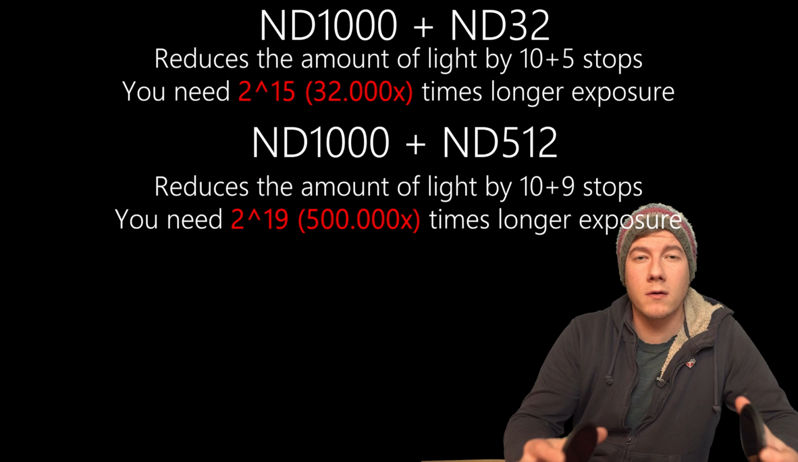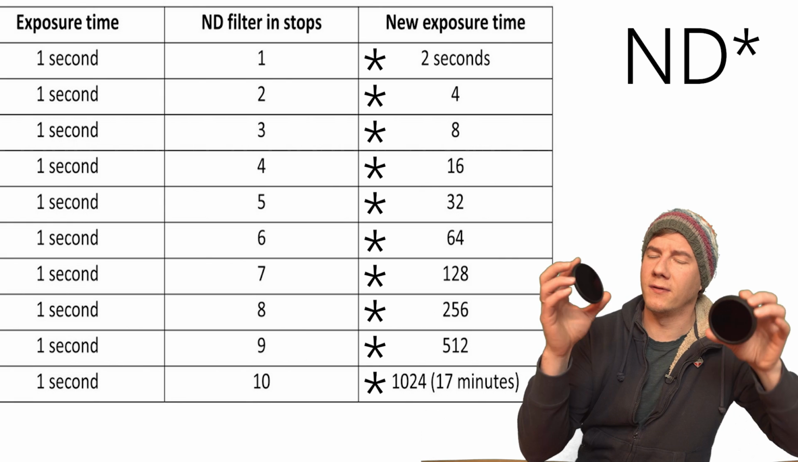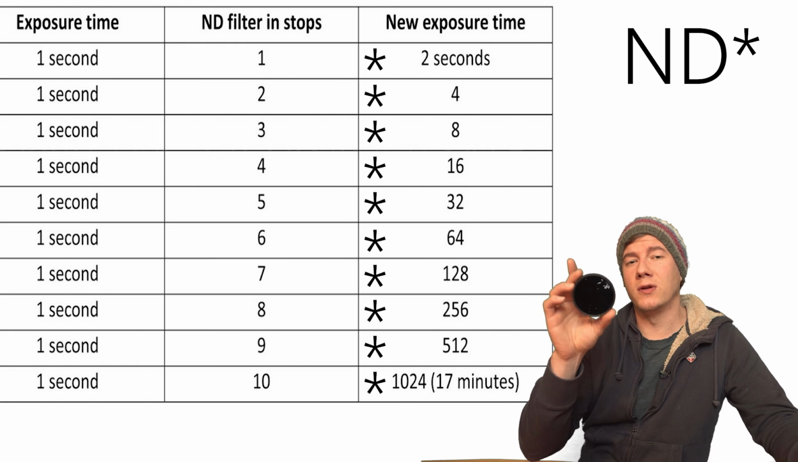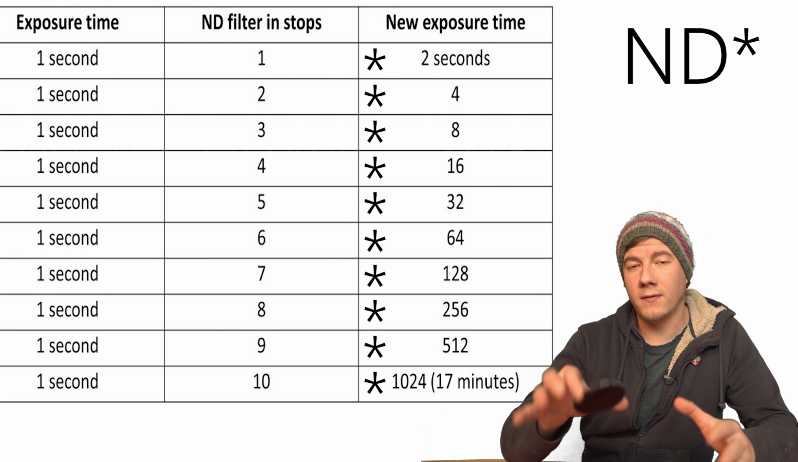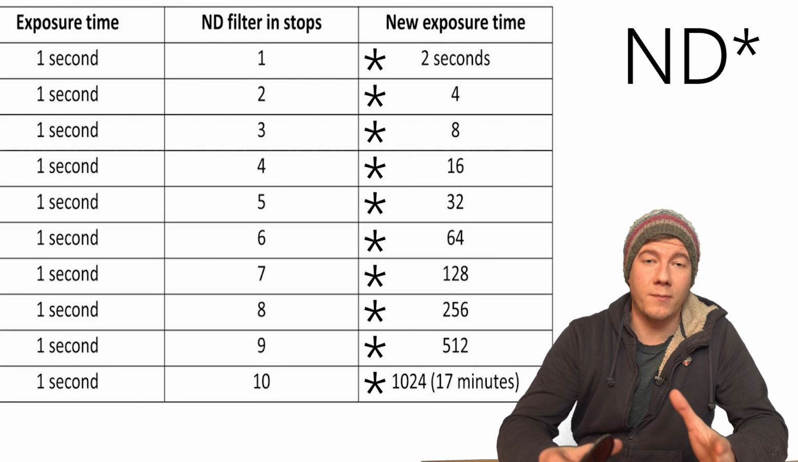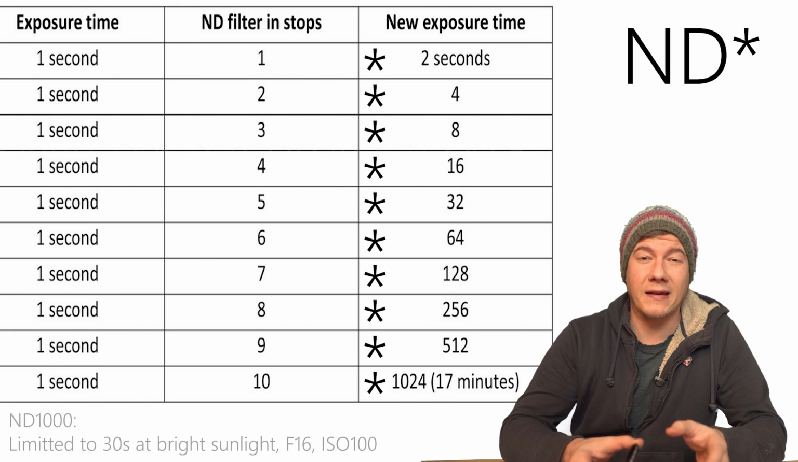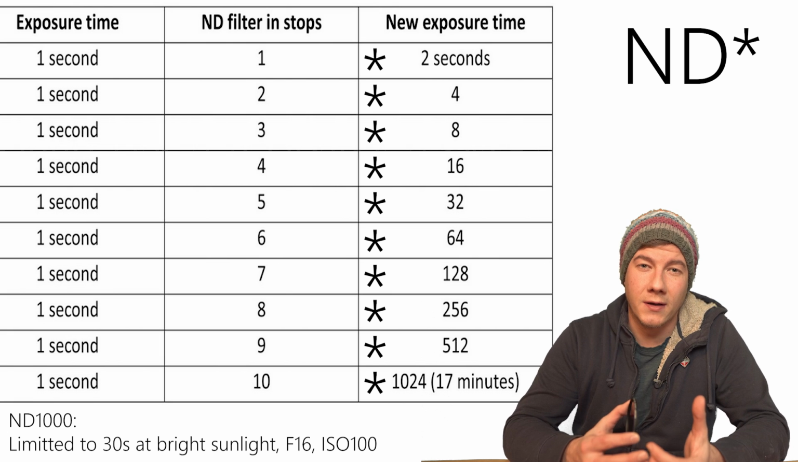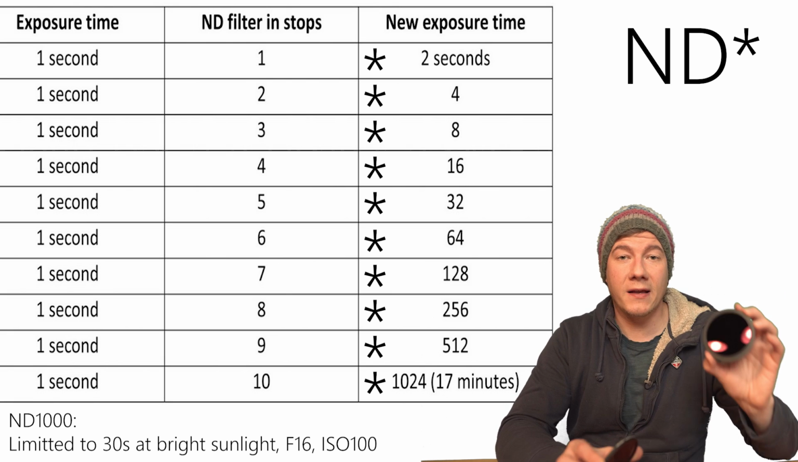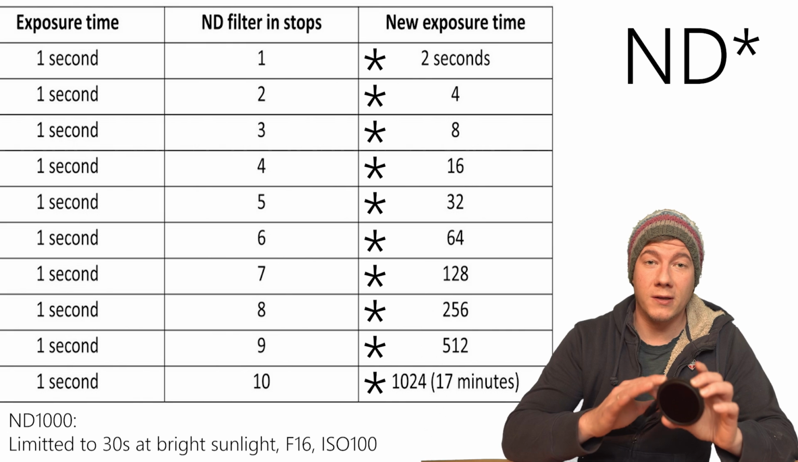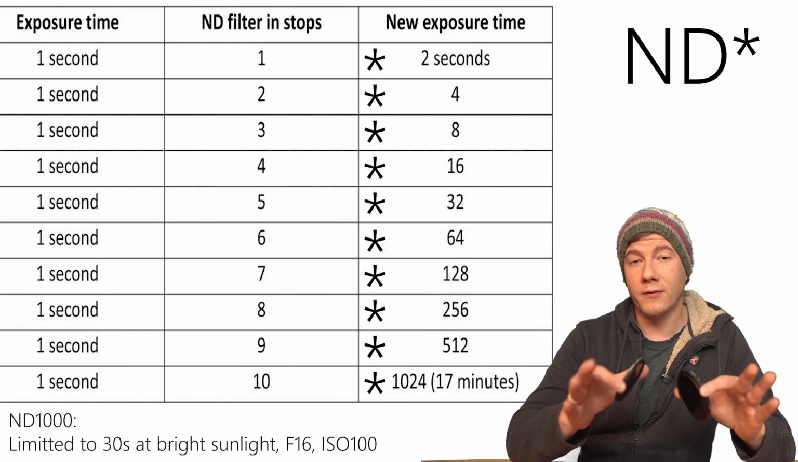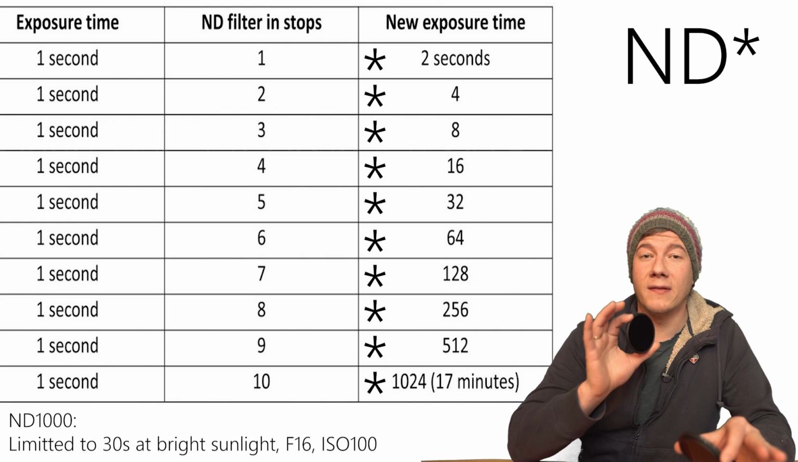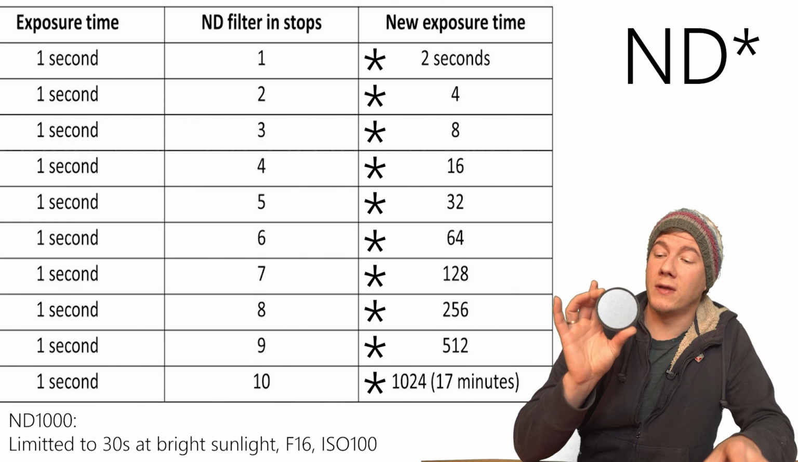Okay, let's take a quick look at the computation and the math using ND filters. The ND 1000 reduces the amount of light by 10 stops. With the ND 1000 in bright sunlight you can use exposure times of about 30 seconds at f/16 and ISO 100. When adding a second ND filter, for example 32, this means that you lose 5 more stops of light. This allows you to take 32 times longer exposure times than just with the ND 1000.